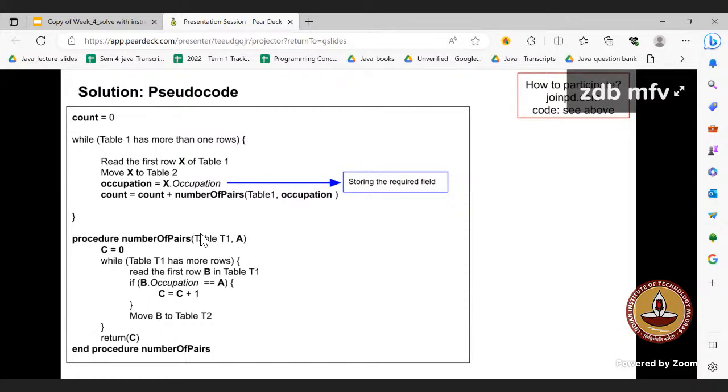So any doubt here? Basically, the logic you have to understand here. Is it clear for everyone? The logic. Yes ma'am.